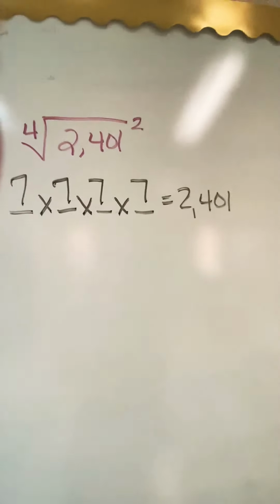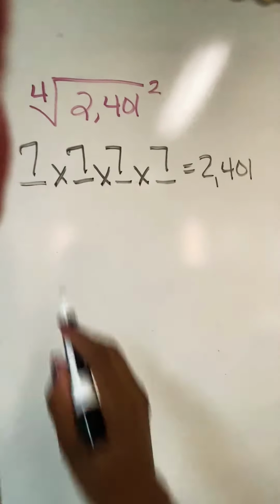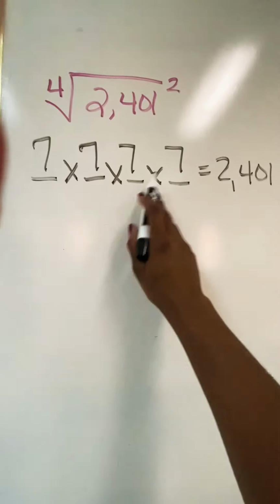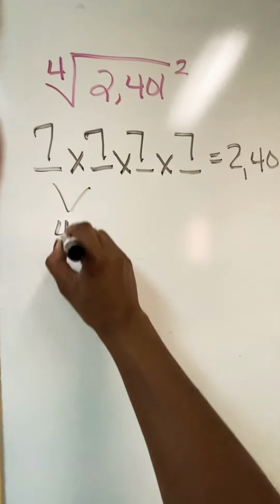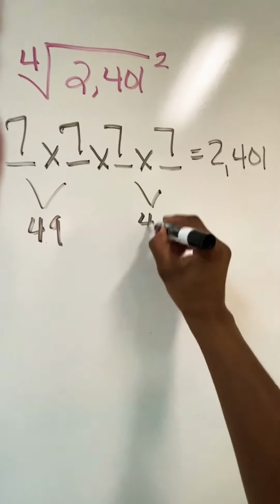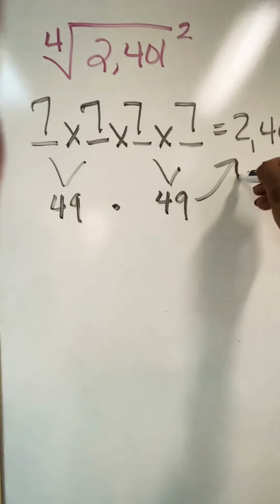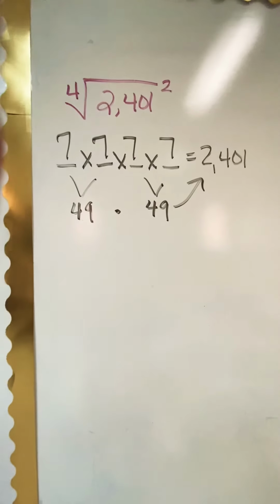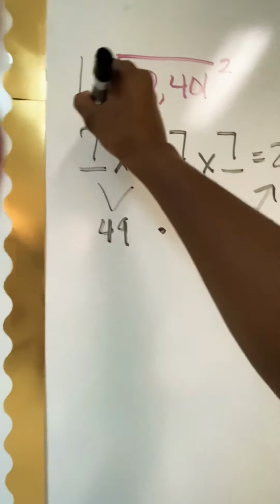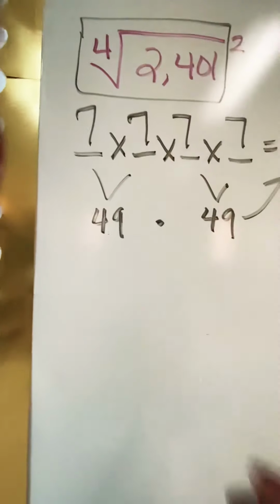Okay? All right, to check this, if we do 7 times 7, it's going to be 49. Sometimes you can do it like this. It's a different way to do it. And when you multiply that, you're going to get 2,401.